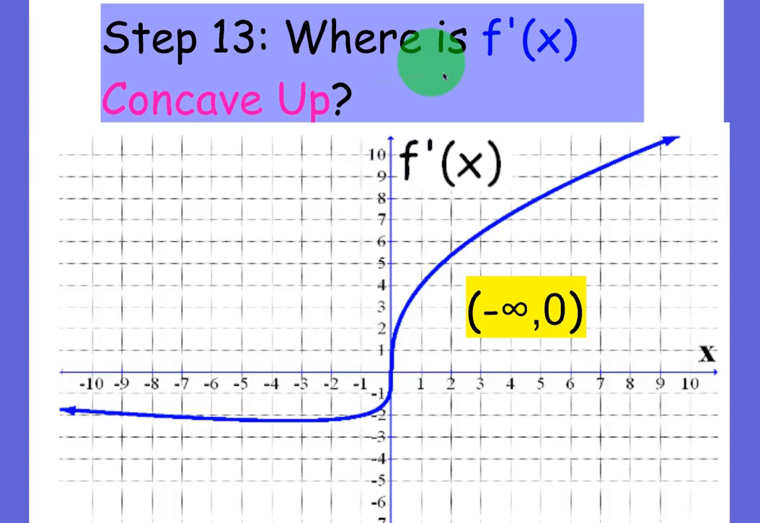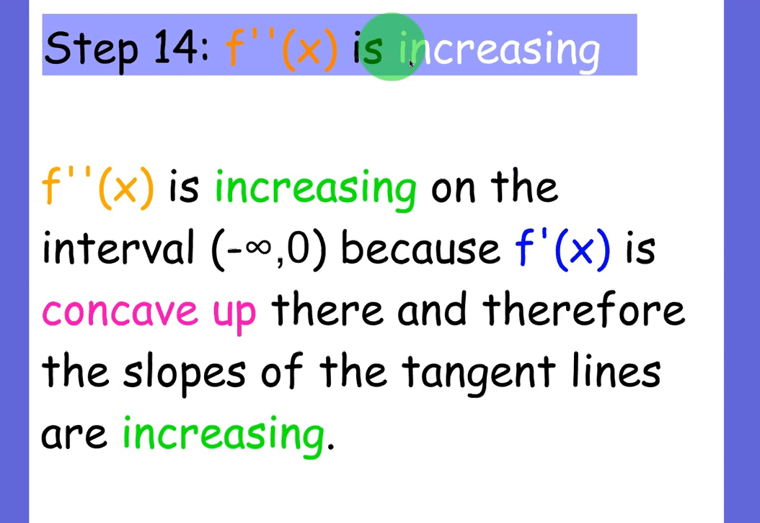In the same way for step 13, where f prime of x is concave up, it's going to be from negative infinity to 0, meaning the slopes of the tangent lines are increasing. Even though it's negative, it's getting less and less negative, and then it becomes positive. So f prime of x is concave up from negative infinity to 0, meaning that's where f double prime of x will be increasing for step 14, because f prime of x is concave up, and therefore the slopes of the tangent lines are increasing.